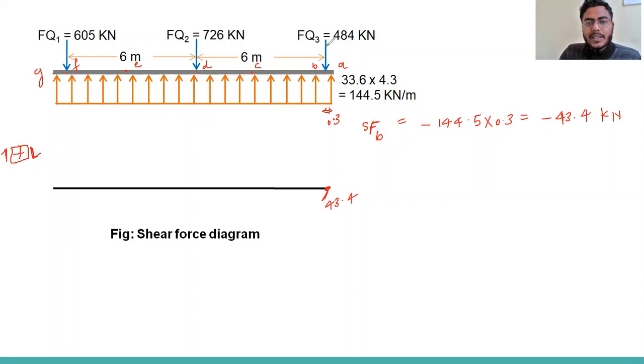43.4. Now there is a sudden change because this is a concentrated load in the downward direction, which is positive. By adding 484, you will see there is an addition, so this will be 440.6 kilonewton.